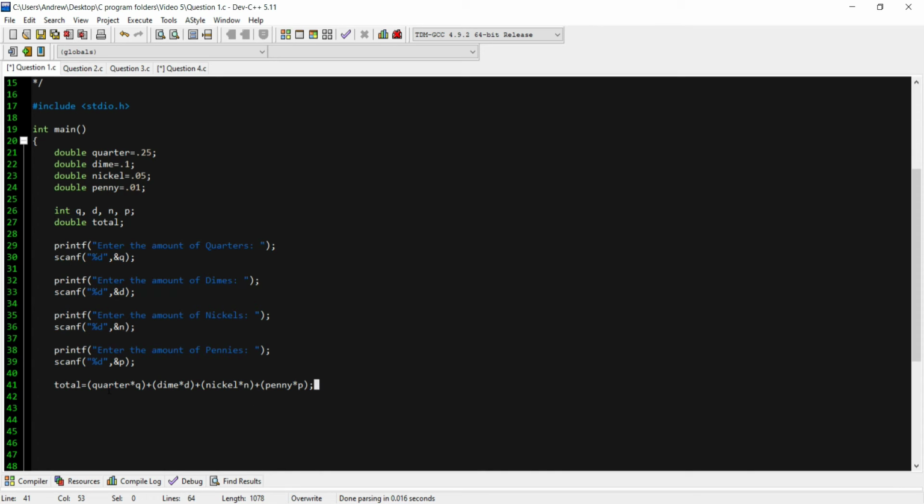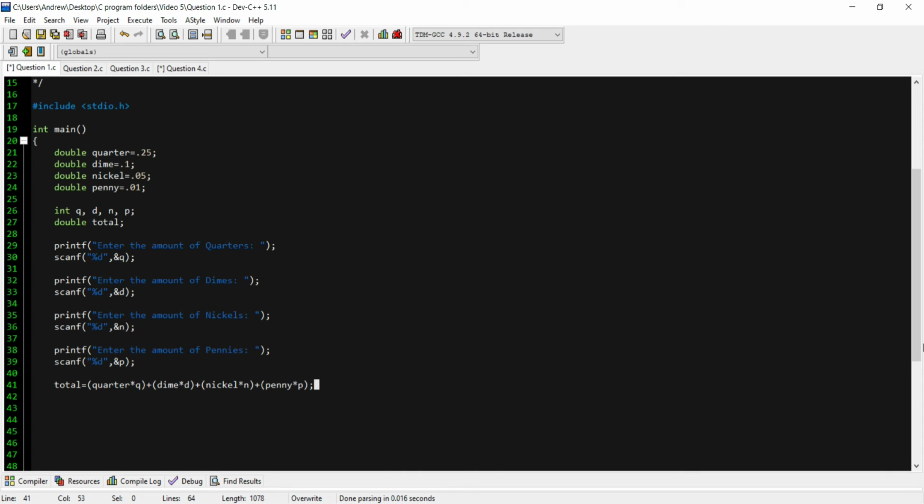All right, so the total is, let's say we have 4 quarters. It'd be 0.25 times 4, that's $1. Then we have plus dime, which is 0.1 times, let's say 3. So this is 30 cents. We have $1.30 here. Let's say nickel is 0.05. We have 2 nickels. That's going to be 10 cents, so $1.40. And let's say we have 5 pennies. It's going to be 5 times 0.01. So it'd be 1.45.